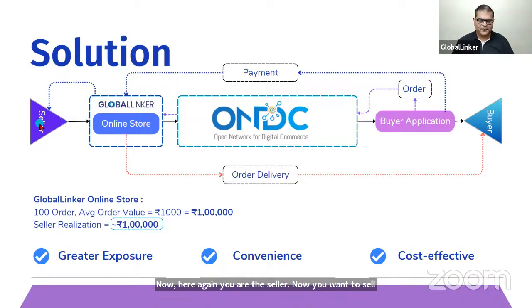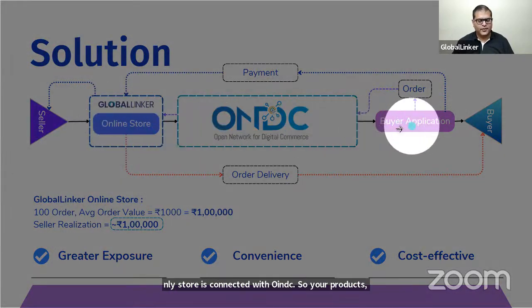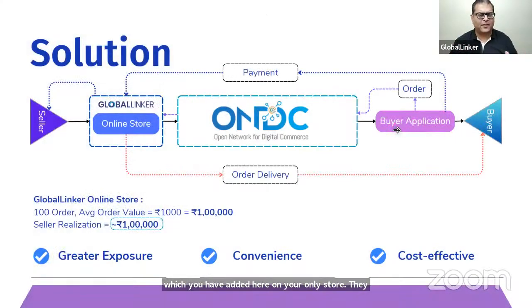Here, as a seller, you'll create your online store, and I've imagined that you are creating it on our platform, GlobalLinker. You have created your online store, and you are listed on ONDC, so your online store is connected with ONDC. The products which you have added on your online store start appearing on buyer applications. There are a number of buyer applications like Paytm, My Store, etc. A buyer application is an entity that brings buyers.